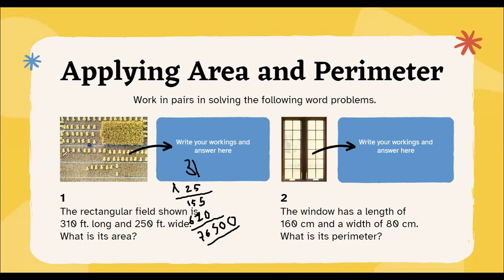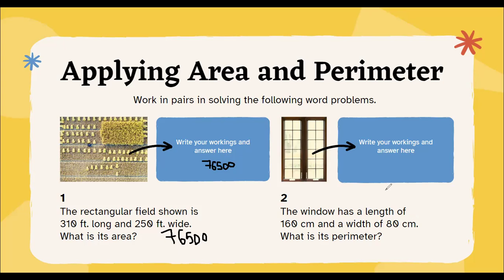So now let's clear all the drawings. 76500. 76500 will be the answer. So here, let me write the answer. 7, 6, 5, 0, 0. Okay. Now here, the window has a length of 160 centimeter and width of 80 centimeter.